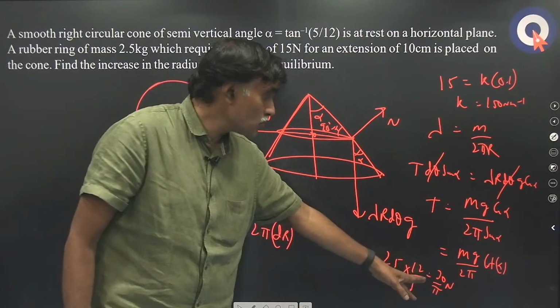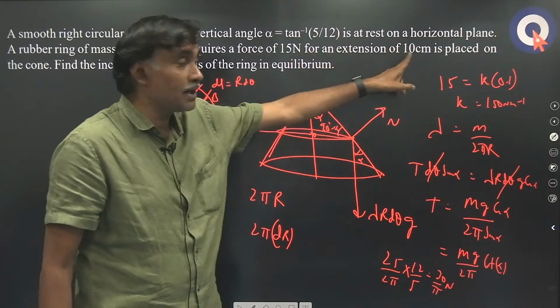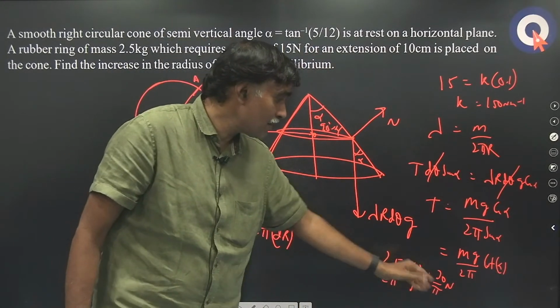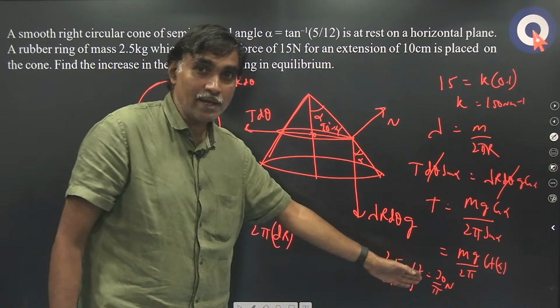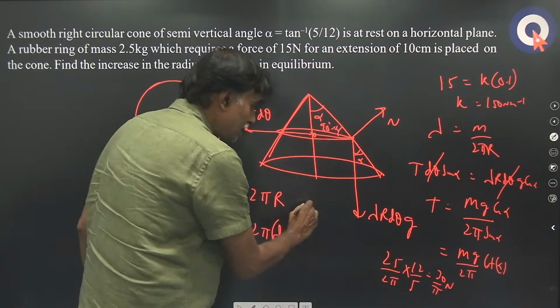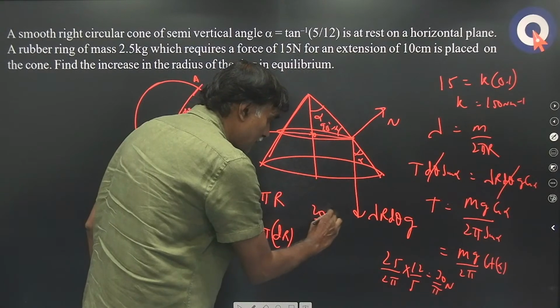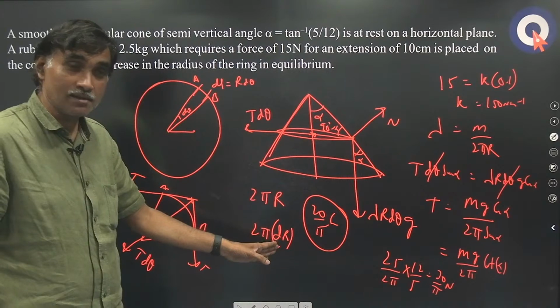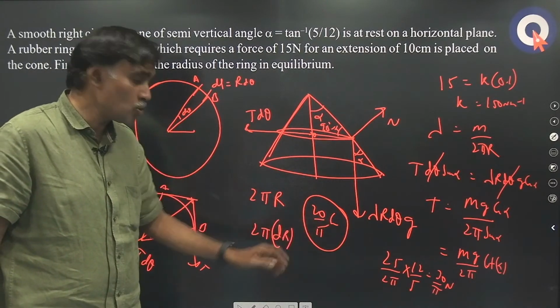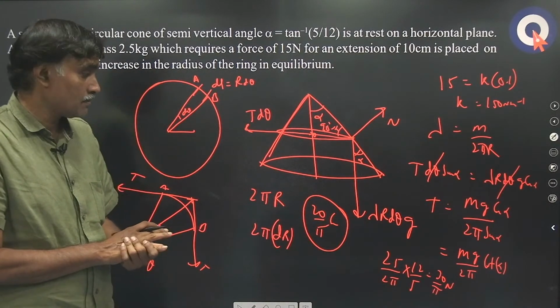Now 30 by pi Newton force is there. If it is 15 Newton, elongation is 10 centimeters. If it is 30 by pi, what is elongation? Force is 2 by pi times, okay. So 2 by pi into 10 centimeters, that is 20 by pi centimeters. That is increase in length. But what is increase in radius? It is increase in length by 2 pi. Okay.